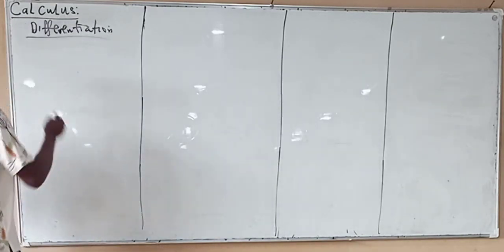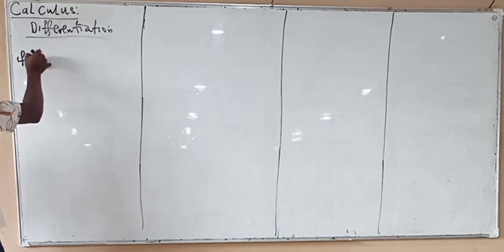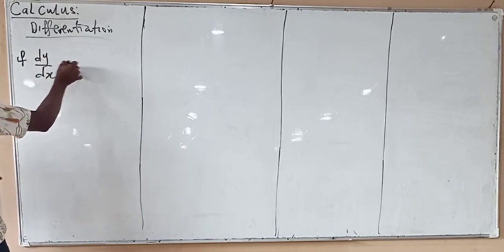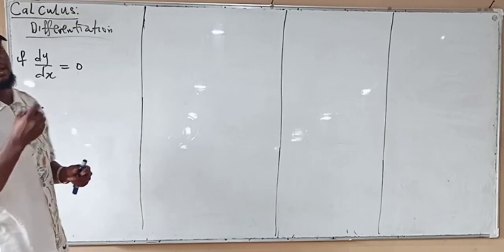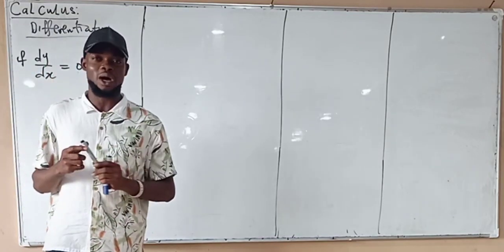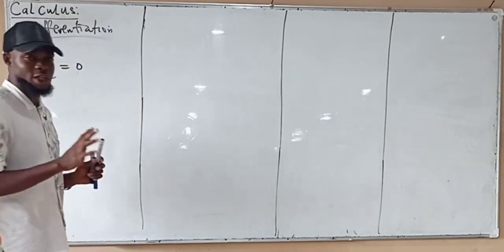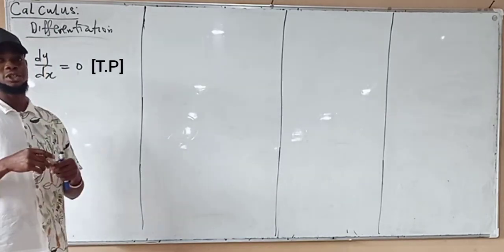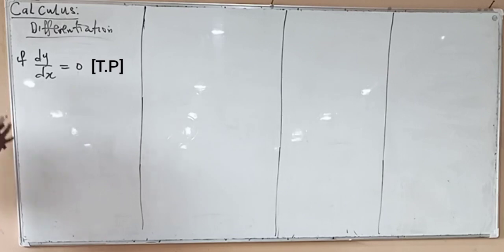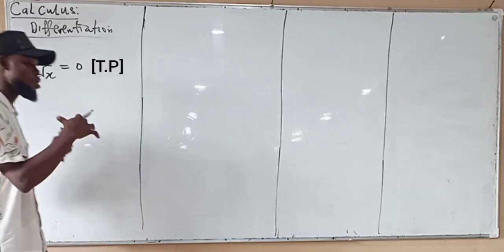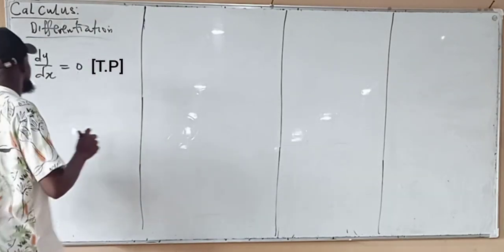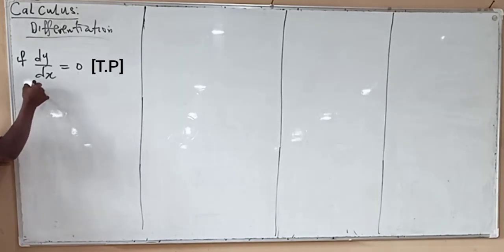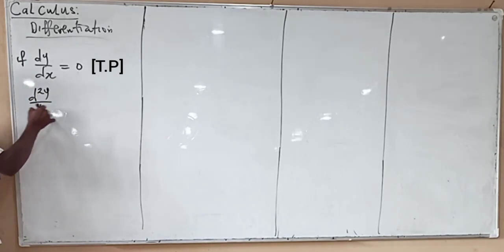Now, take note of this. If dy over dx is equal to 0, you are going to have what we call a stationary point or turning point. And to check for the maximum or minimum turning points, you are going to differentiate again, and you are going to have d squared y over dx squared.